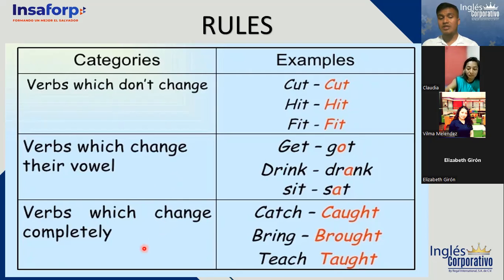Category number three. In category number three are those verbs that change completely. It means that they have a different spelling in present and a different spelling in past. For example, the verb catch. What does catch mean?